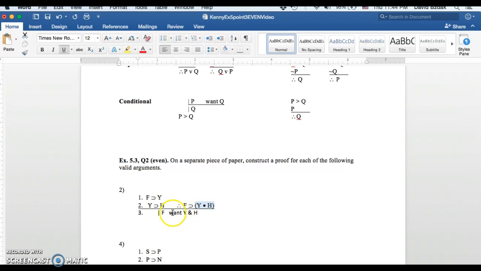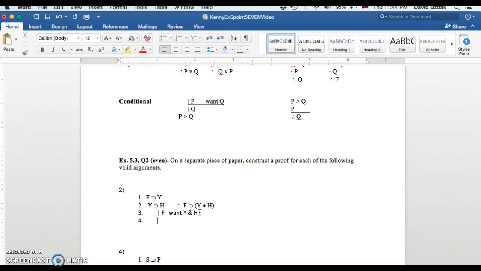Now this is just like a note to ourselves here. Nothing in here has been proven or anything like that. It's just to remind us what we want to get to. And when we get to Y and H, our conditional proof, or our subderivation for this, will be done.